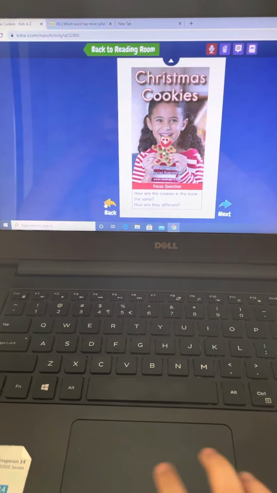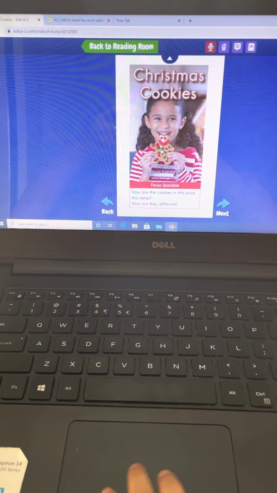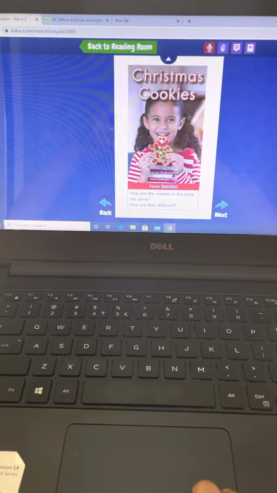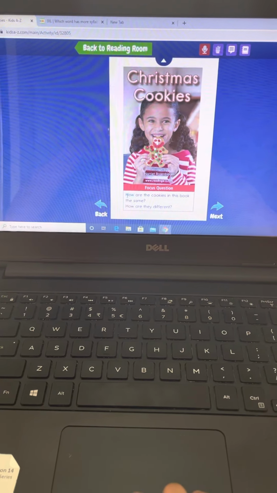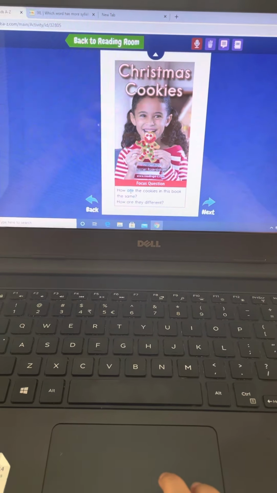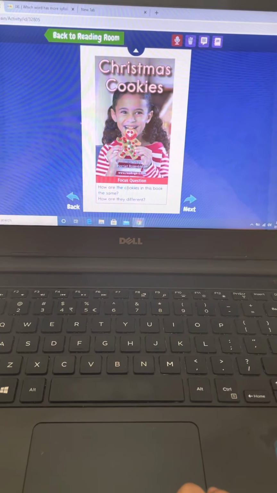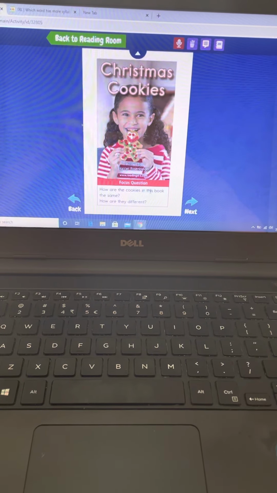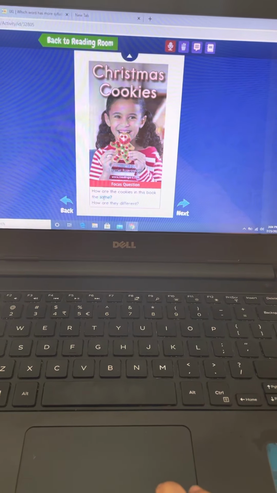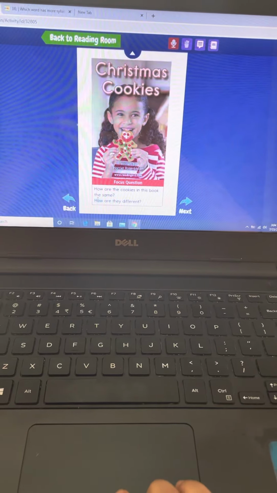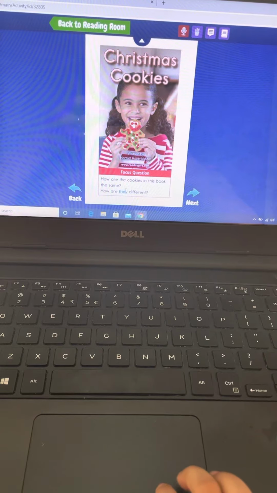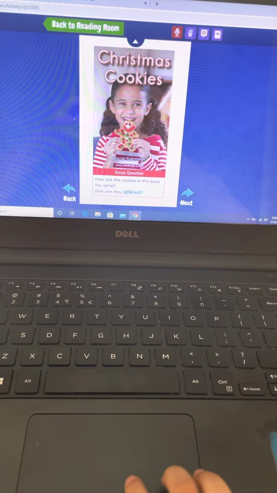Today I read the book Christmas Cookies. Let's go. Focus question: How are the cookies in this book the same? How are they different?